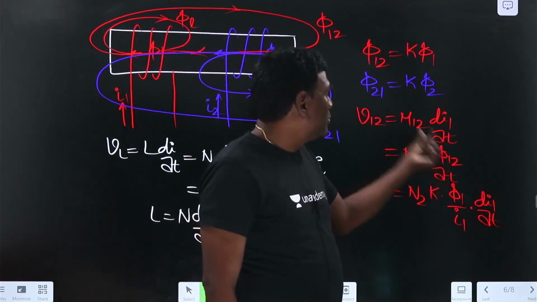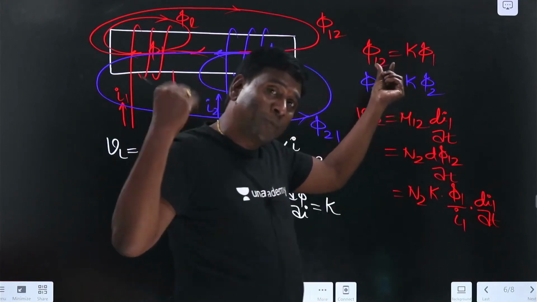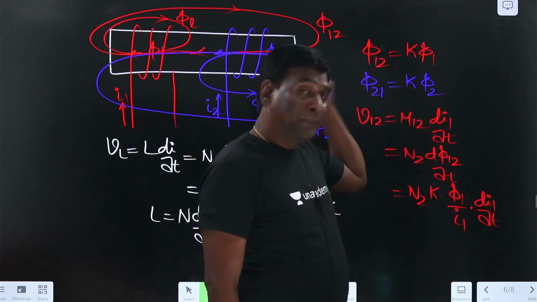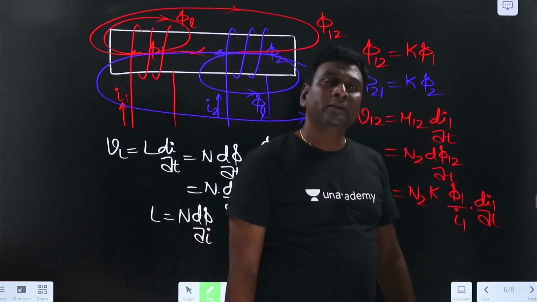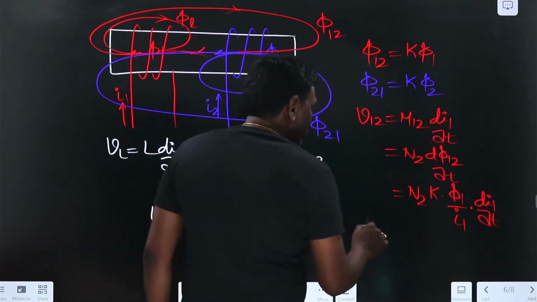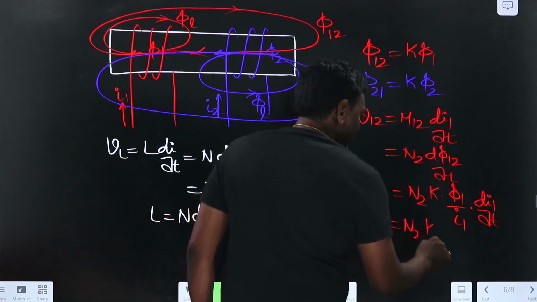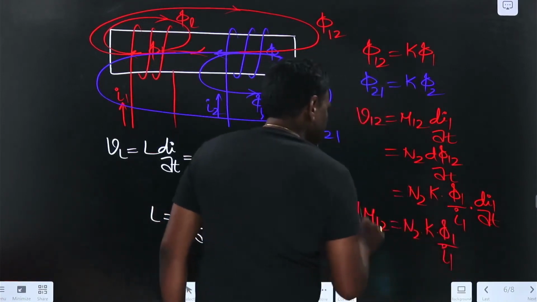So N2 into d phi 12 by dt. What is phi 12? It is nothing but k into phi 1. Some portion of phi 1 is coming into the secondary, k into phi 1 divided by I1, because my conductor current is I1, into di1 by dt. Now what is M12? M12 is going to be N2 into k into phi 1 divided by I1.